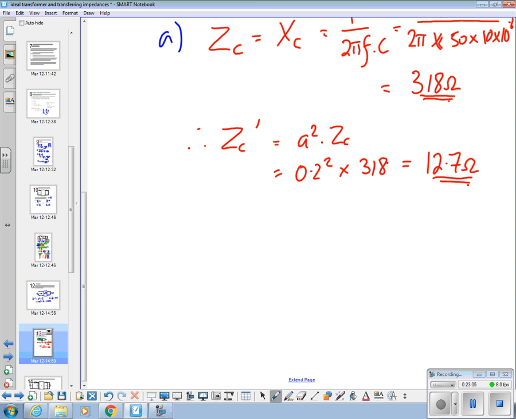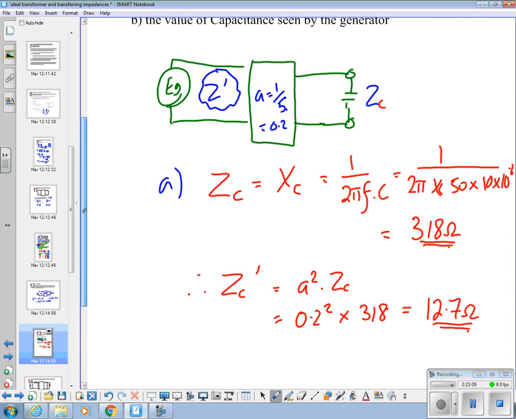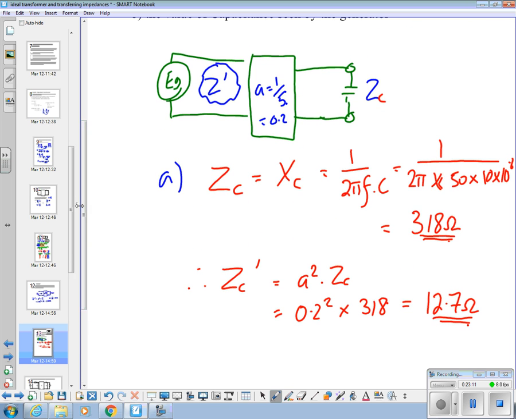Does that ring true with a transformer that is effectively step up in voltage? Step up in voltage means step down in current, and step down in voltage means step up in current, so you'd expect a bigger current on that side. So if you're going to get a big current, the impedance must be smaller. All looks good. It's always worth thinking, does that look right in terms of the components we've got here and what you know about them?